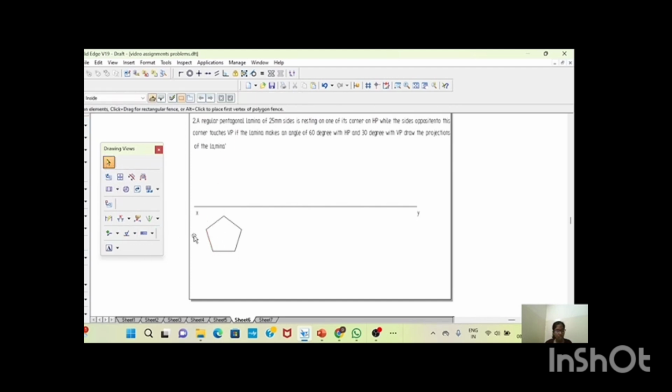Now we have to select this and we have to rotate. Using the text box, select the text and name it as A, B, C, D and E. This line should be in 0.50 mm.